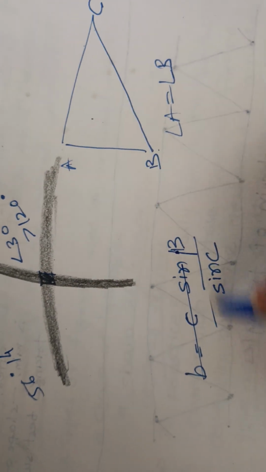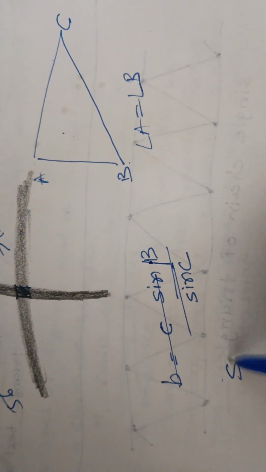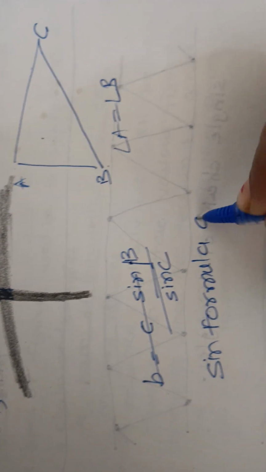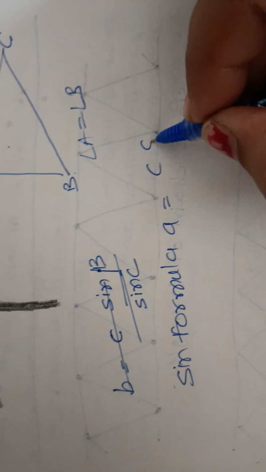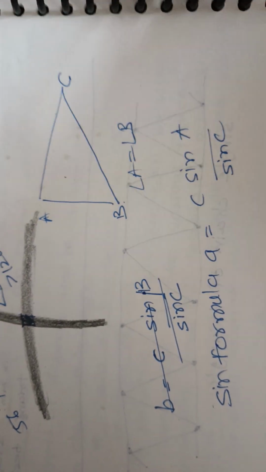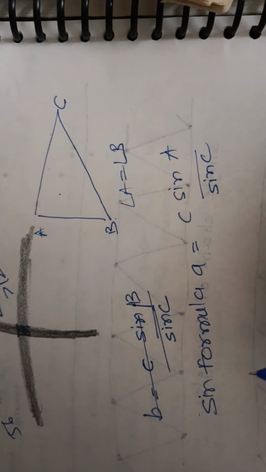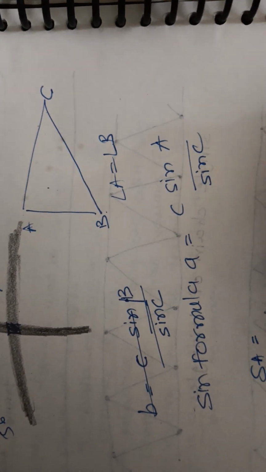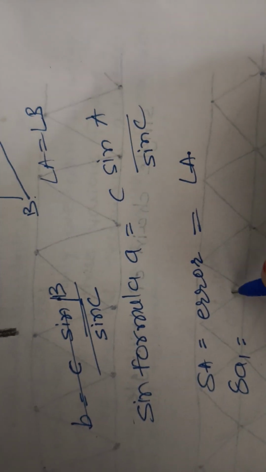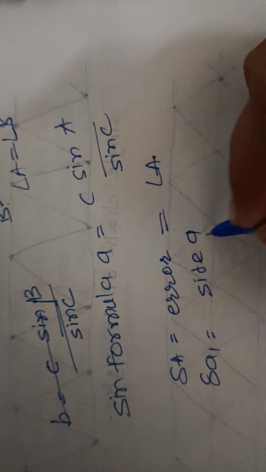Sorry, this is wrong. So by the sine formula, you can say A equal to C sine A divided by sine C for this. Now let us assume delta A is the error in measurement of angle A, and delta A1 is the corresponding error in side A.